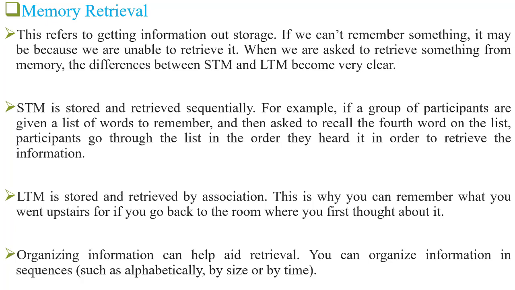And then we have retrieval. So how we retrieve information from the memory. This refers to getting information out of storage. If we can't remember something, it may be because we are unable to retrieve it. When we are asked to retrieve something from memory, the differences between short-term memory and long-term memory become very clear. So that is, short-term memory is stored and retrieved sequentially. So in short-term memory, you can store and retrieve information sequentially.